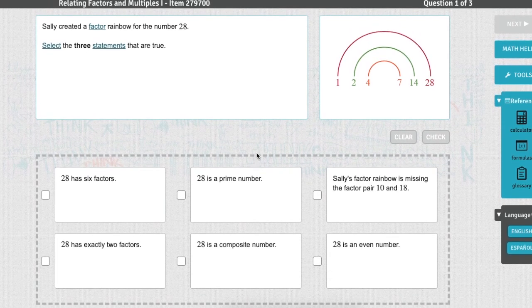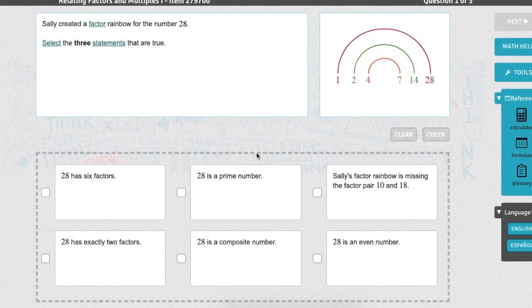You're going to have to get through the practice by yourself, so why don't you go get a piece of paper, because you may need it.